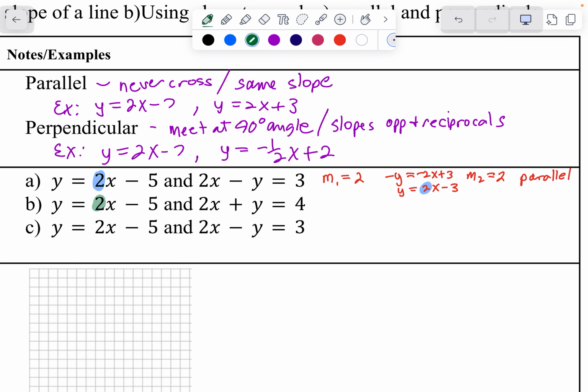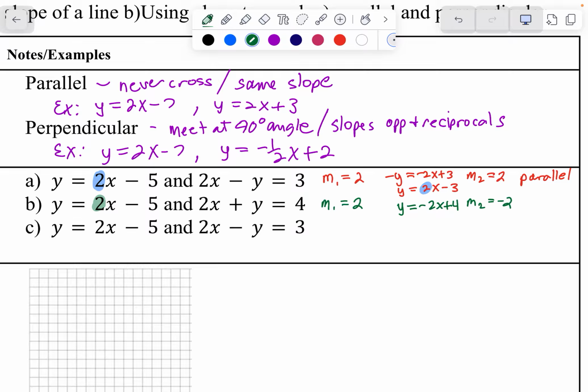So our first slope is 2. Let's do a little rearrange on this second one. So that one's, you just slide over that 2x, take it to the other side, it's negative 2x in one step. So we get y equals negative 2x plus 4. So our second slope is negative 2.